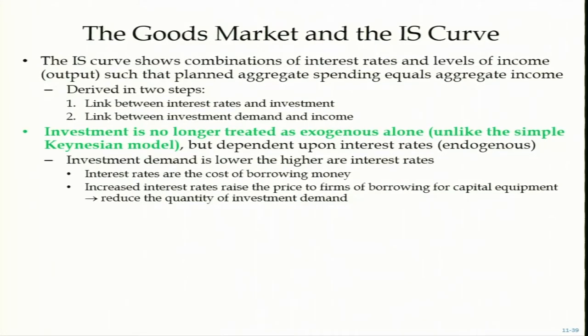So here we derive the IS schedule or IS curve in a two-step procedure. First, examining the link between interest rates and investment, and subsequently, in the second stage, the link between investment demand and income. Unlike the simple Keynesian model, in the IS model we assume investment is no longer treated as an exogenous variable, that means not an autonomous variable. In the previous simple Keynesian model, we treated investment as an autonomous variable. But unlike that, in the IS model we introduce the money market as well, and we consider that investment also depends upon the interest rate. This is determined within the system, within the model.